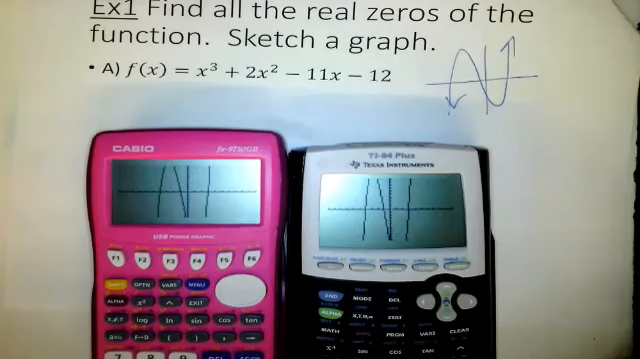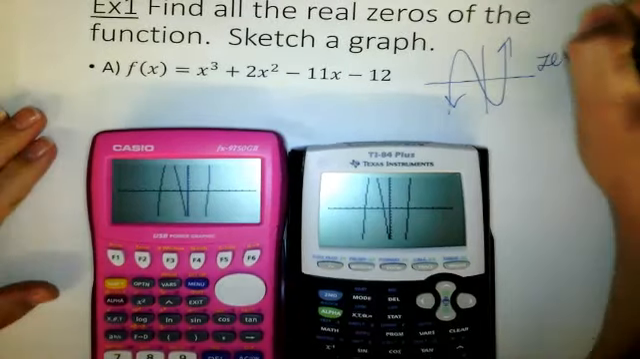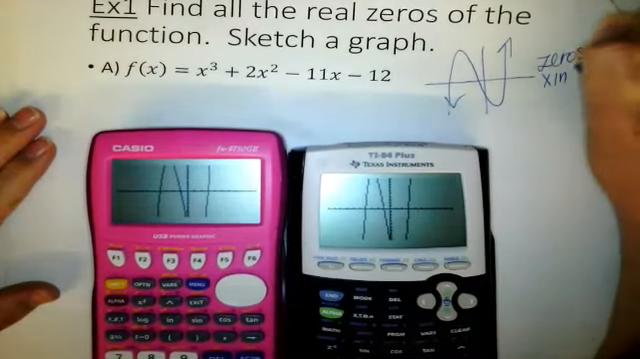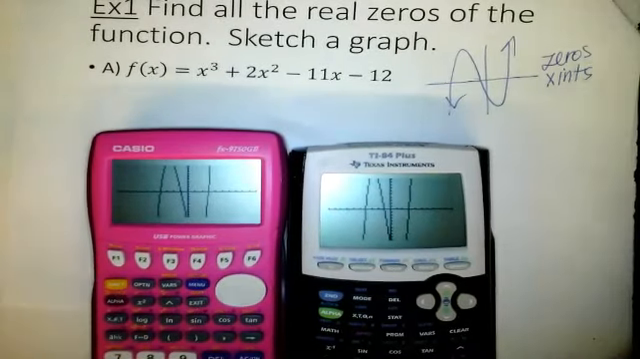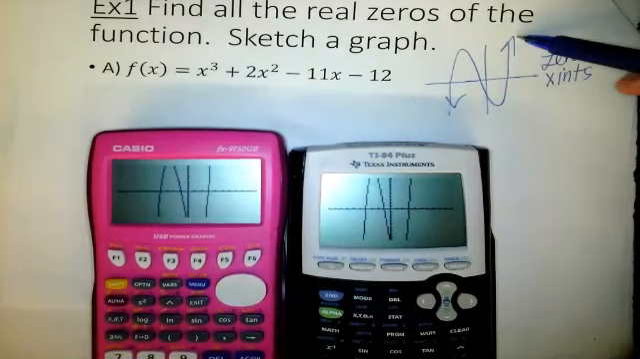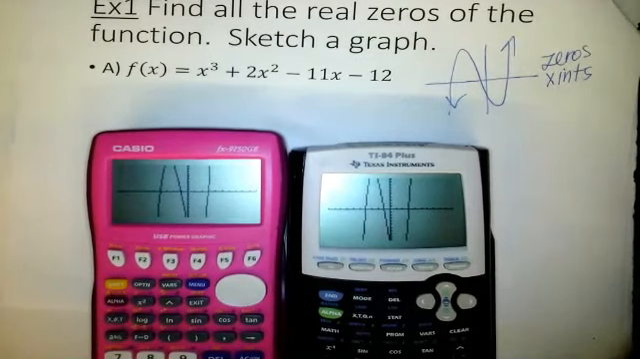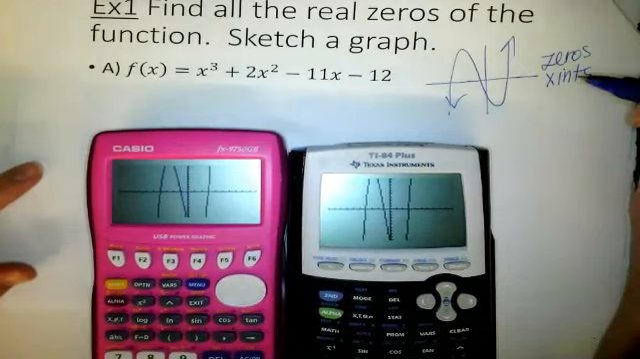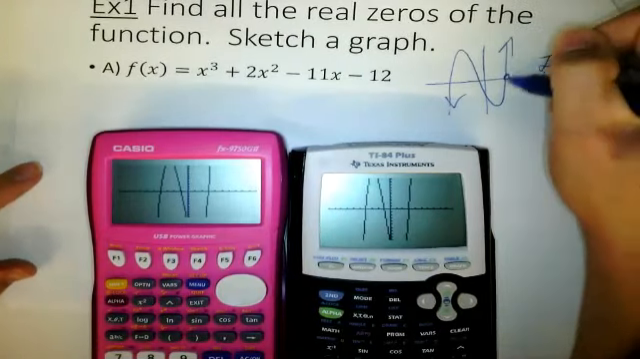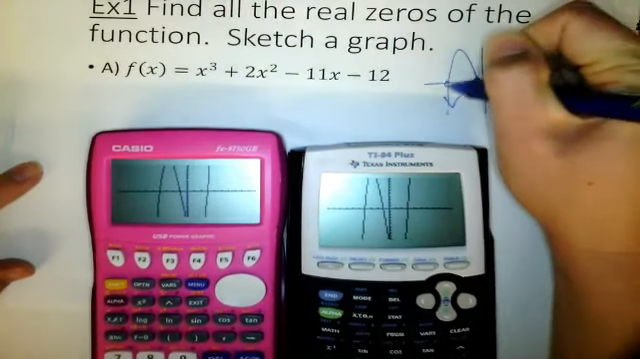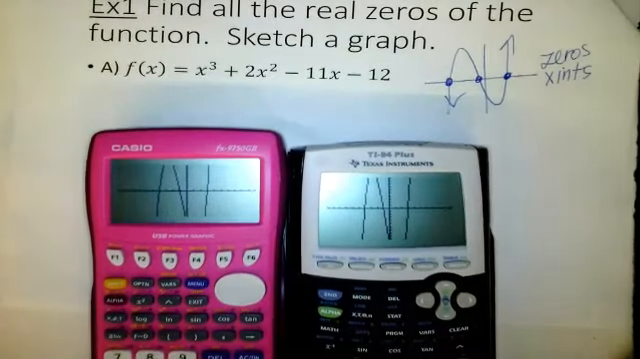From where it intersects the x-axis. Yes, because zeros are the same as x-intercepts. So when we look at a sketch, we want those x-intercepts. How many x-intercepts do we have here? 3. 1, 2, 3. We have 3 choices of zeros.